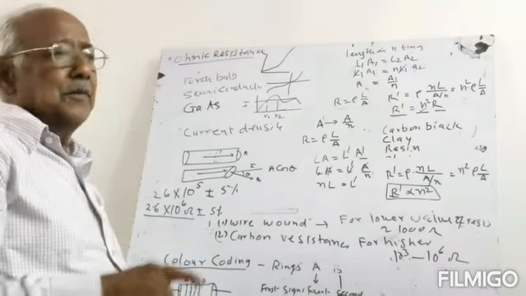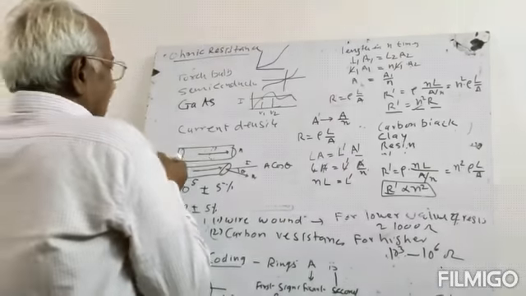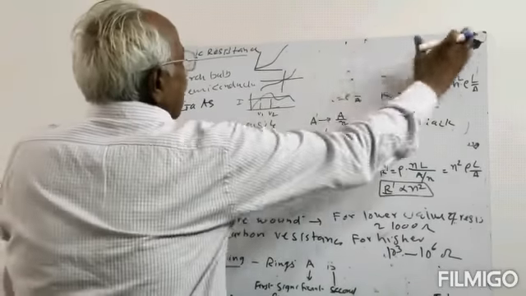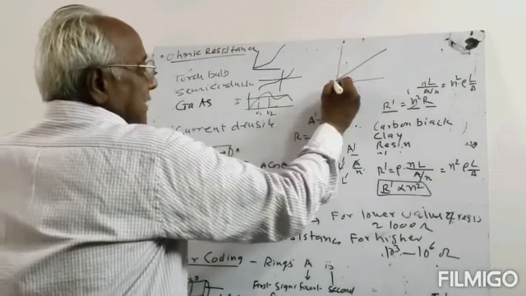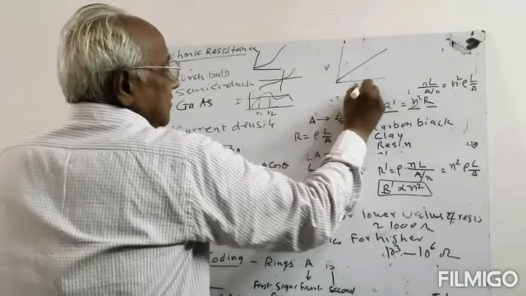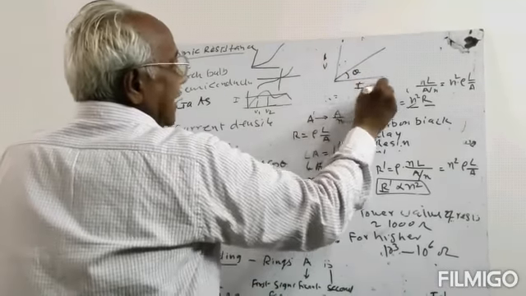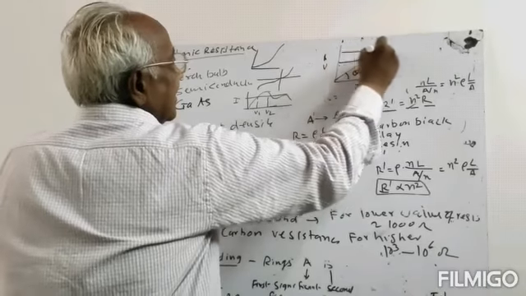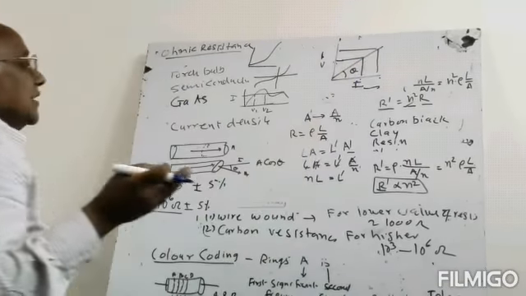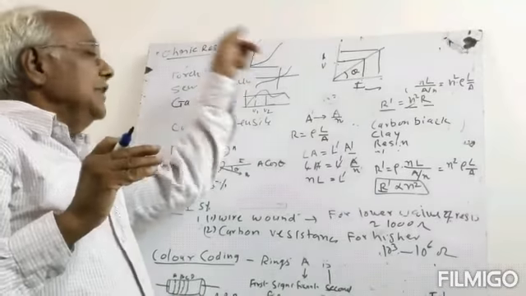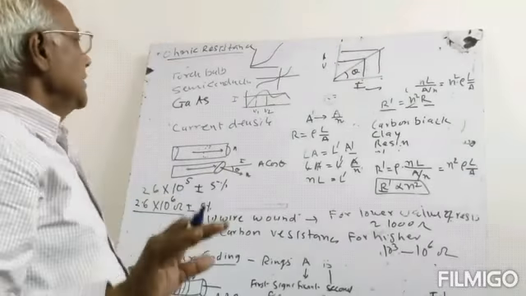And if we draw a curve between V and I, then the curve will be a straight line passing through the origin. When current is 0, voltage is 0. So if V increases, I also increases. The ratio of V by I is constant. So if the conductor follows this law, then that resistance will be an ohmic resistance.